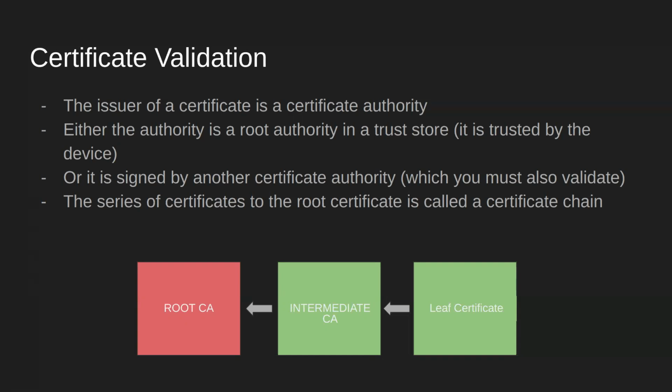The root authority is put in what's called a trust store. The trust stores are available in many different places. So Firefox has its own trust store. Windows has a trust store. Apple has a trust store. Android has a trust store. The trust store is just pretty much a list of certificates that it trusts. So because you can have certificate authorities assigning certificates for other certificate authorities, you essentially have a chain of certificates when you're validating, and that's called a certificate chain.